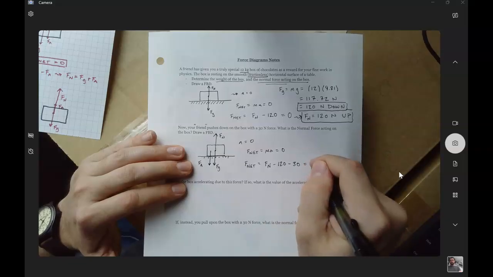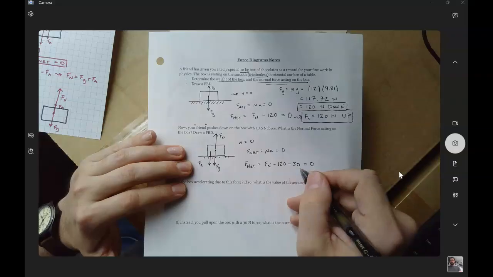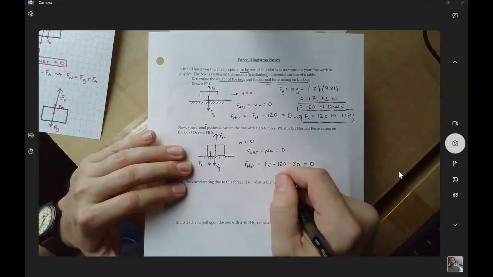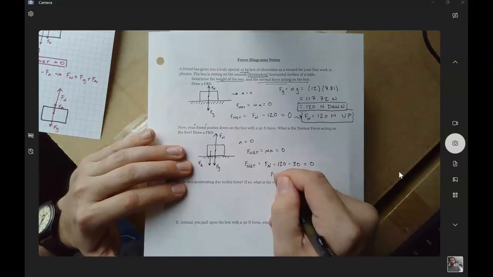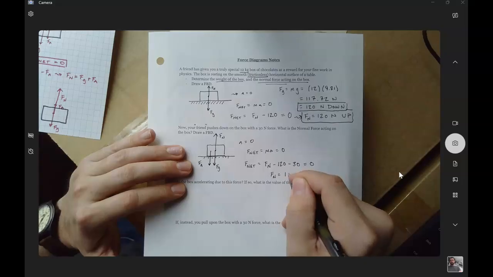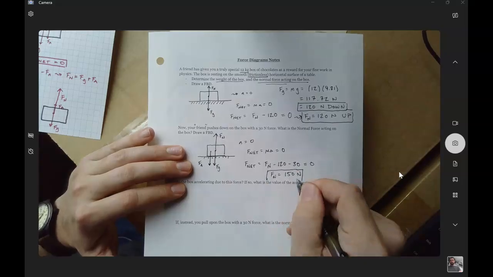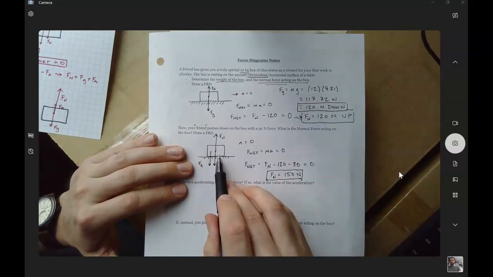Okay, and now this is equal to 0, right? So I've got 120 minus 30. This comes up to a negative 150. So I know now that something minus 150, what is that something got to be? The normal force has got to be 150 newtons. Okay, so the normal force increases in response to this person pushing down on the box.